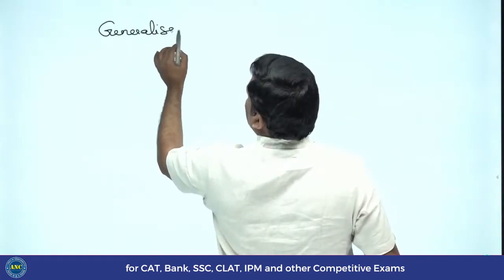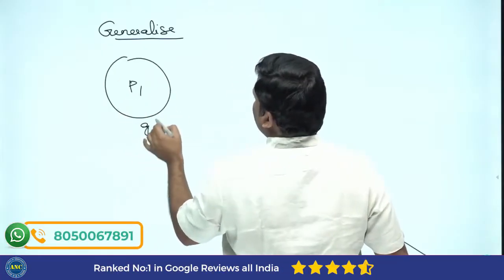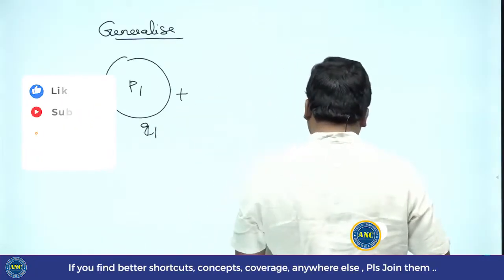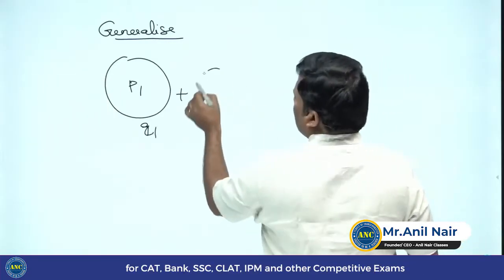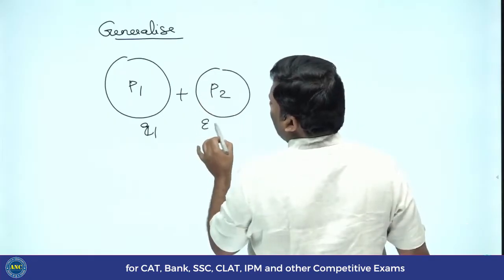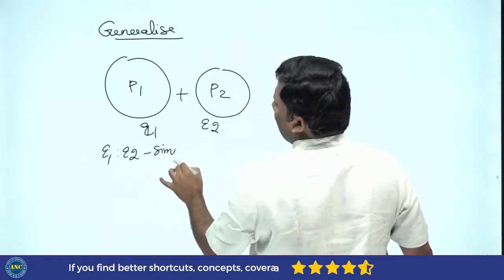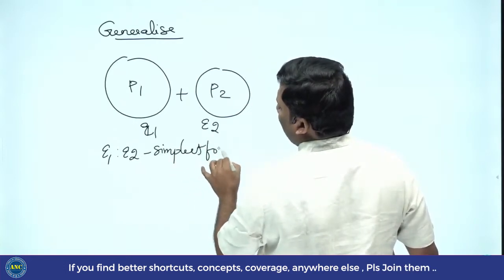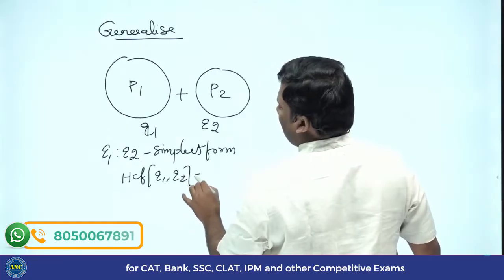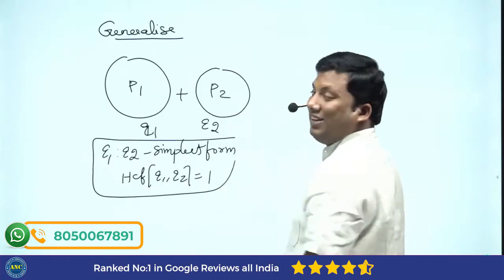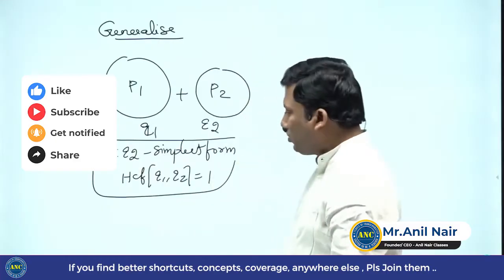Let us generalize it. If this is P1 and this is Q1, and this is mixed with this, which is P2 and Q2. Q1 is to Q2 in its simplest form, that means lowest form, so the HCF of Q1 and Q2 is 1. Simplest form: 30, 40 is 3 is to 4. 25, 30 is 5 is to 6. 25, 35 is 5 is to 7.